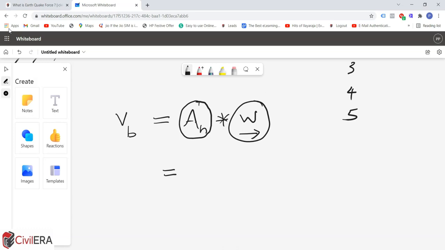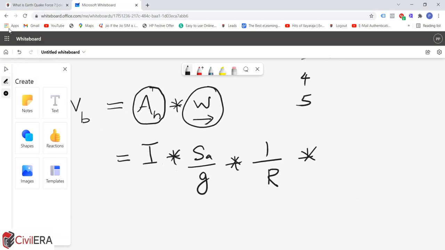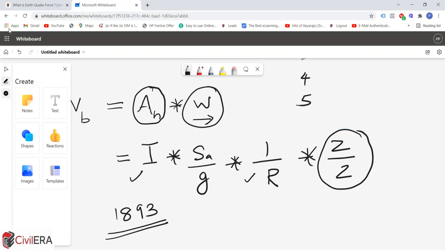So the code gives a formula which relates to the importance factor, Sa by g, the response reduction factor, and also your zone factor. So the code is relating your acceleration to various things, including the importance of the building, your time period, and your response reduction factor. For more understanding, you can read IS 1893 if you are not familiar with this. I'm only limiting myself to the zone factor here as per the question.